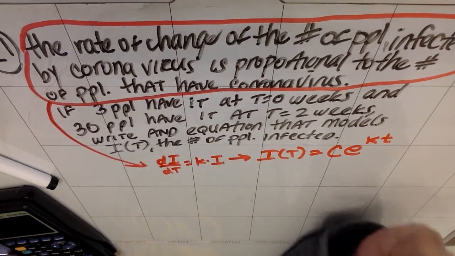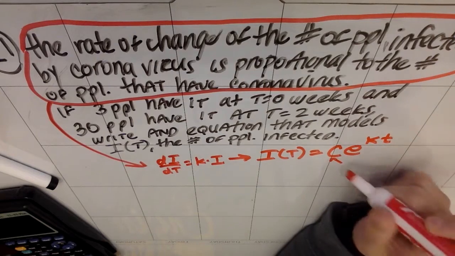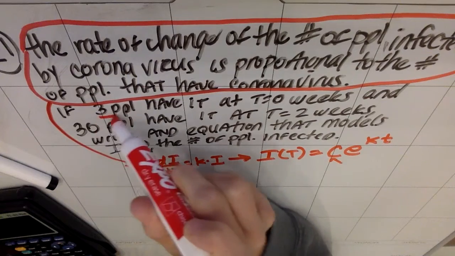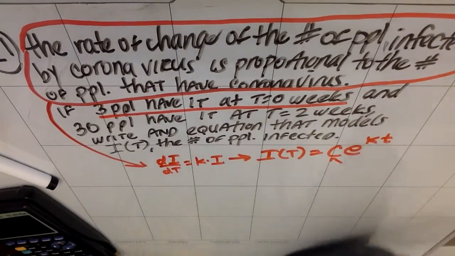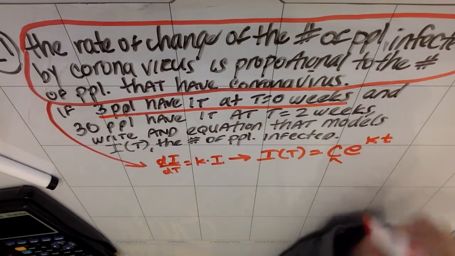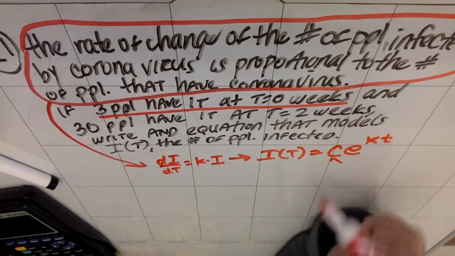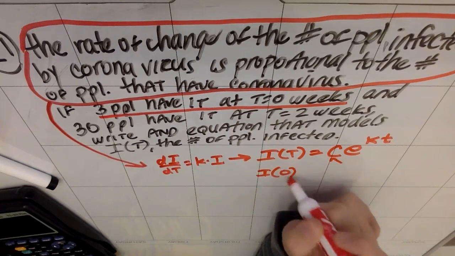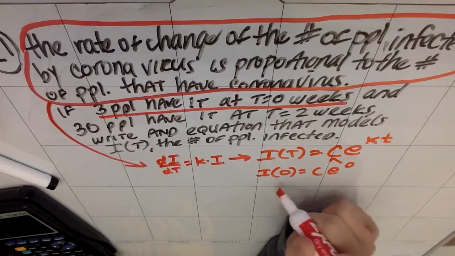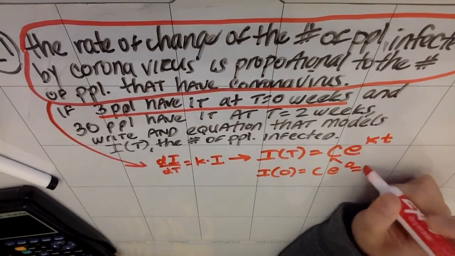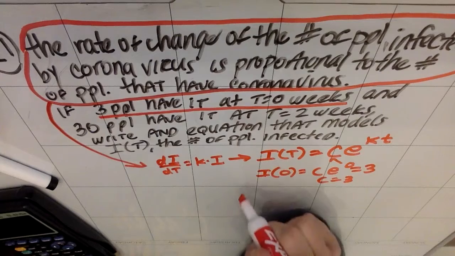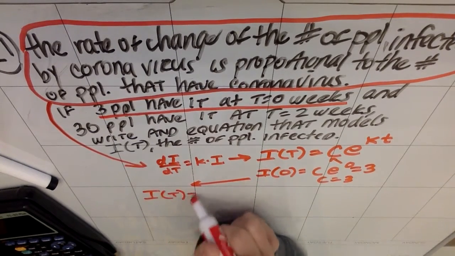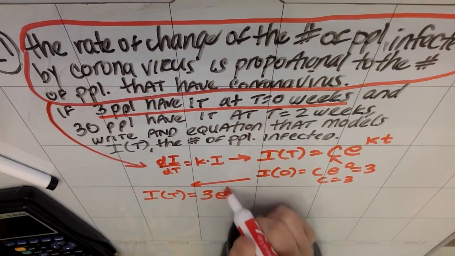It's also not cheating to recognize, as we discussed in the last video, that this C is always going to be your initial value, which in this problem was given as the 3 people that have it at the beginning of the problem. So it's also not cheating to make the mental leap that C is 3. But if you need to, you can plug in that I of 0 is C e to the 0, and that's I of 0 is 3 people. So sure enough, C is 3. So without actually doing all of the integration work, we now have that I of t is 3 e to the kt.